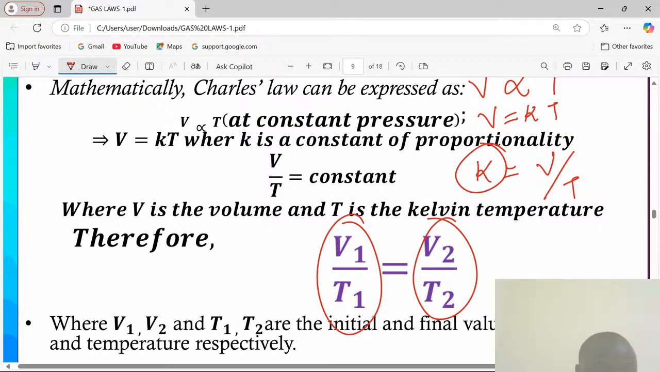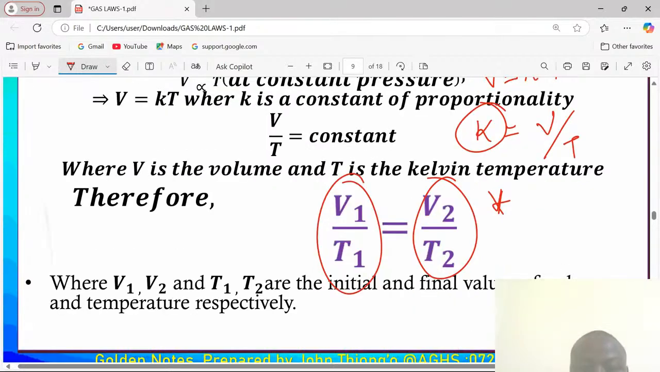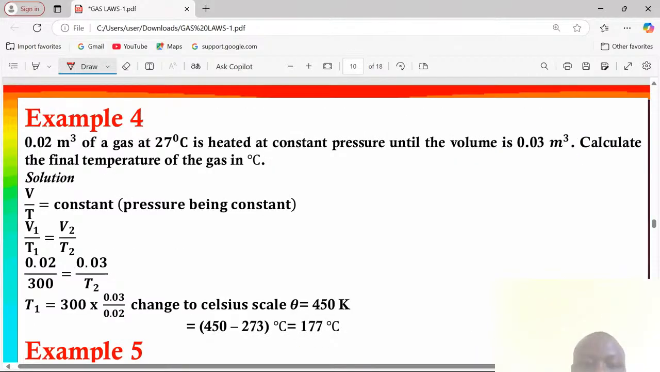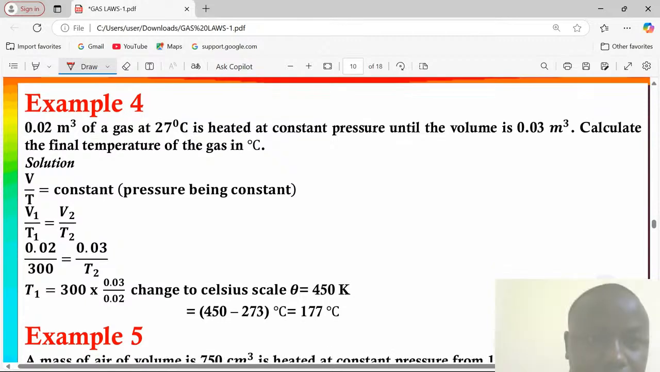Something that you must understand. So this is the relationship now which we will be using, and we must take note that temperature must always be in the Kelvin scale. Therefore, we can check a few calculations now using this relation. Let's now get to the examples. Example 4.